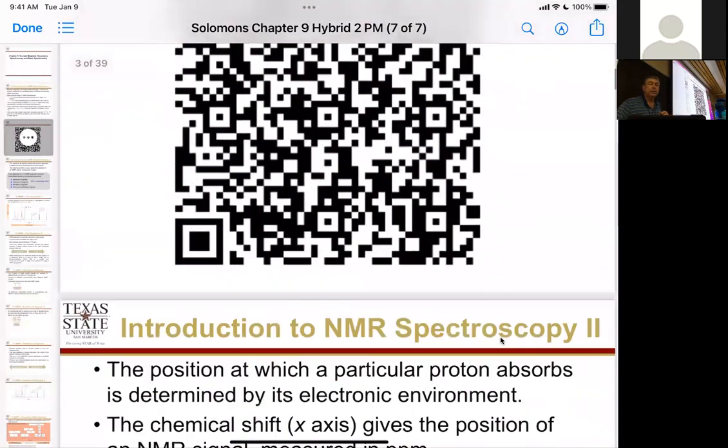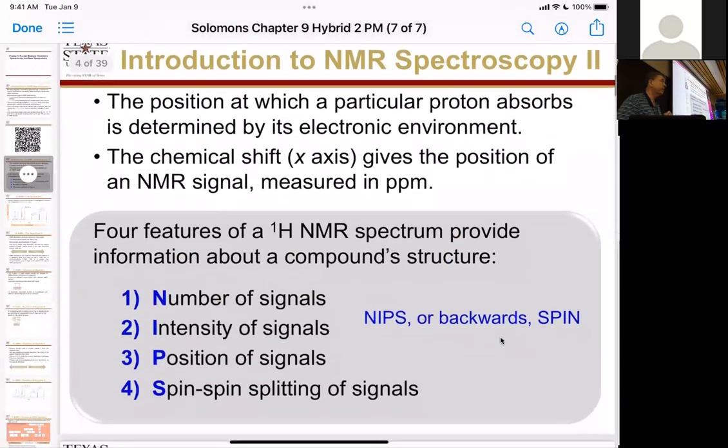Okay, so what's the most important thing about NMR? Proton NMR, you need 4 things. Number of signals. So you need to figure out what that means and how to get that, and you can predict it. Intensity of signals, and what we mean by intensity. Position of signals, so where they are on the x-axis, and spin splitting of signals.